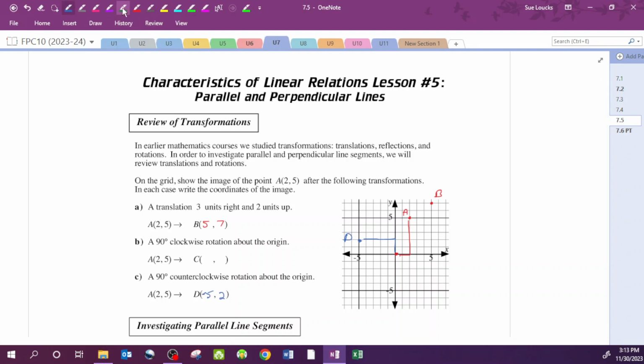And if we go clockwise from A, our arm is going to go down 2 and over 5, and our coordinates for point C is going to be at 5, -2. Okay, there you go. That's the rotations and the translations.